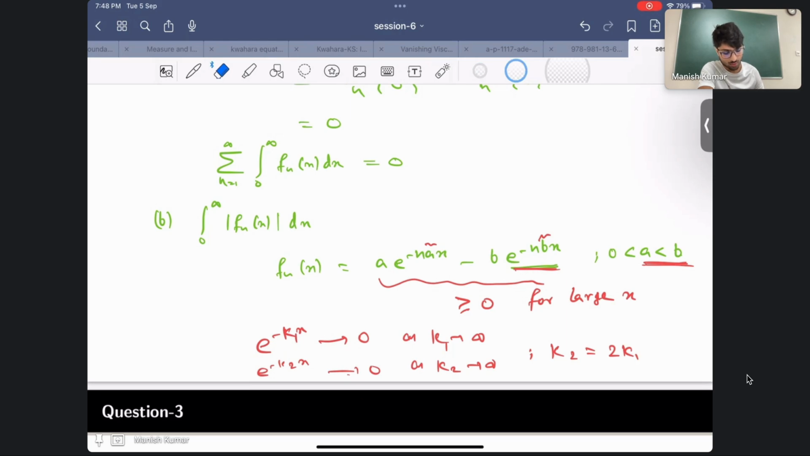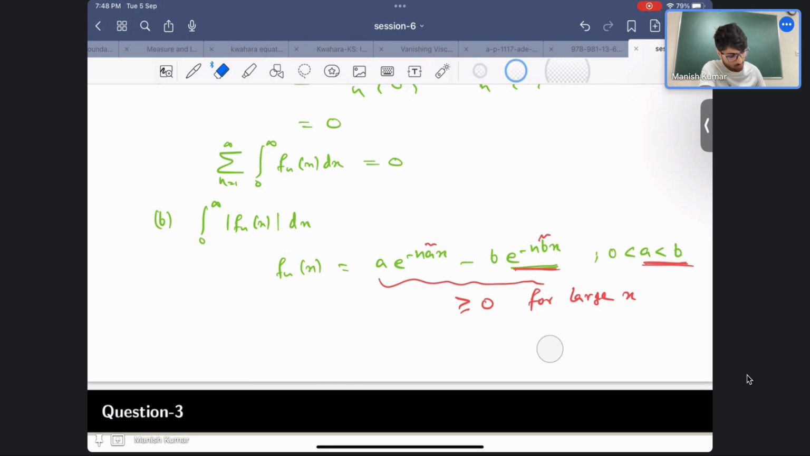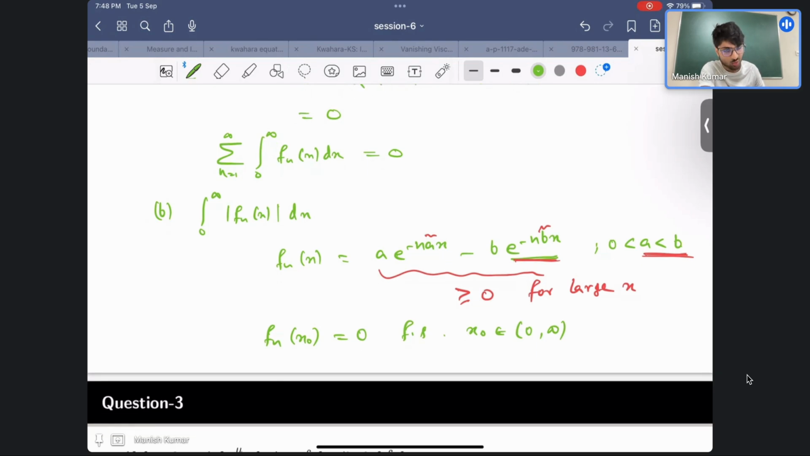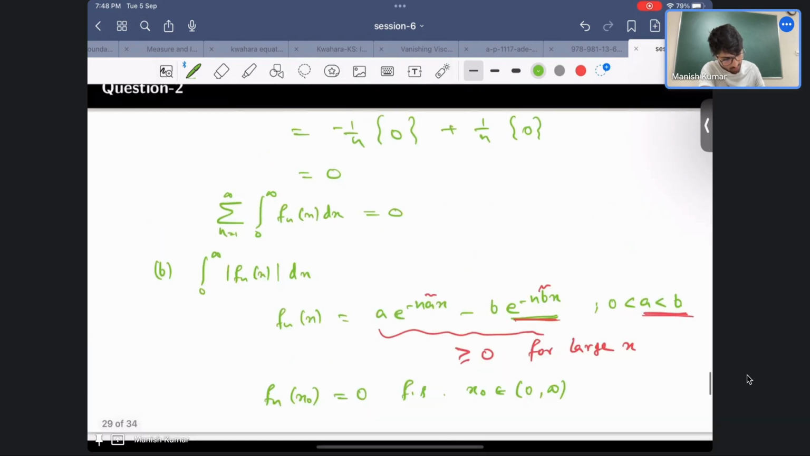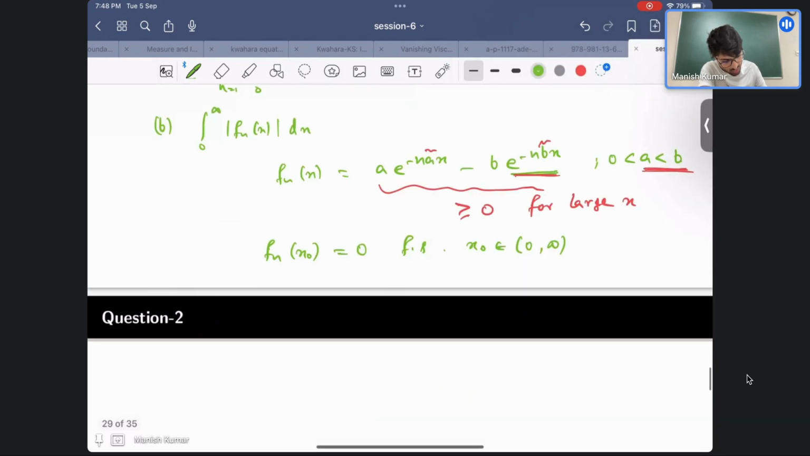Okay, so it's clear that this will be greater than or equal to 0 for large x. Now the question is where. You can calculate that fn of x naught is 0 for some x naught belonging to (0, infinity). You will get some value of x naught that I am not calculating yet. If you want, I can sketch. You just set fn of x naught equal to 0. Substituting, this says a e^(-n a x naught) equals b e^(-n b x naught).